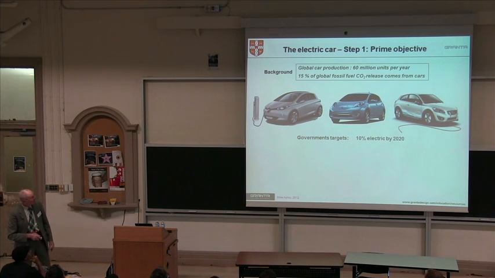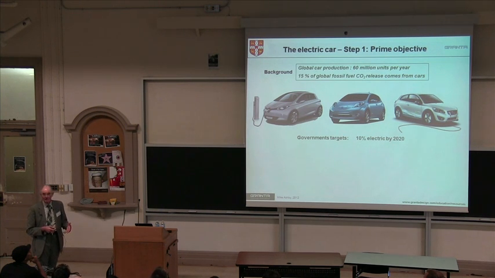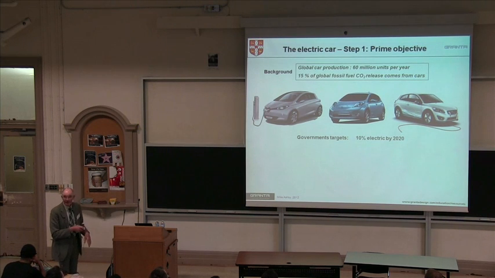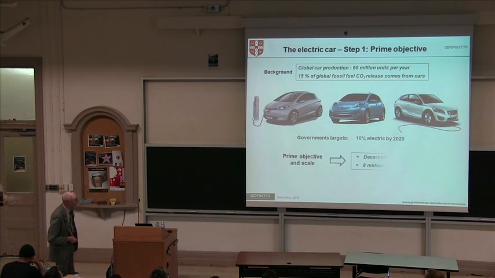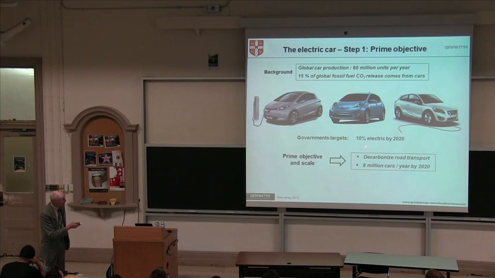It doesn't sound an awful lot, does it? Well, by 2020, there won't be 60 million cars produced per year. Given the growth of car production in China and India, it will probably be about 80 million, just extrapolating from today's growth rate. So we're talking about 10% of 80 million. So we've got a prime objective. It's to decarbonize road transport, and we've got a time scale and a size scale. 10% of 80 million is 8 million, and 2020 is the date. So we've got exactly the combination we want: a prime objective, a size scale, and a time scale.